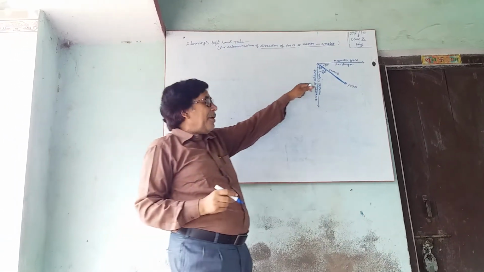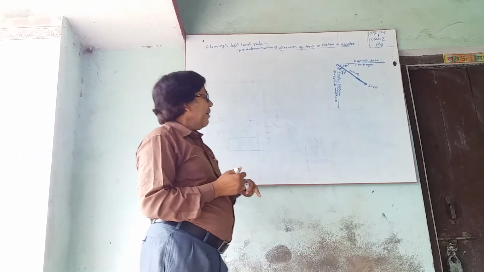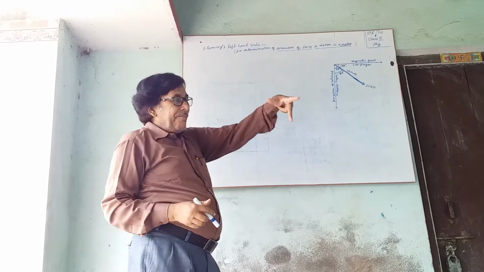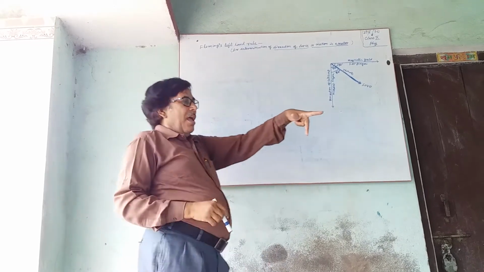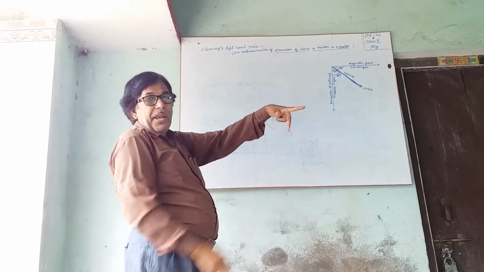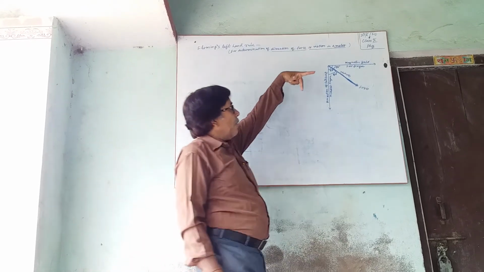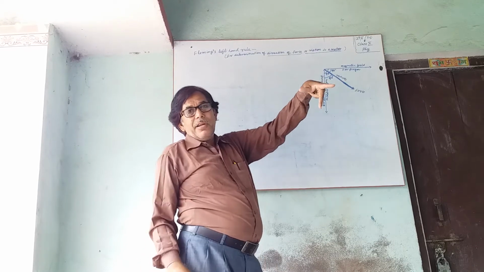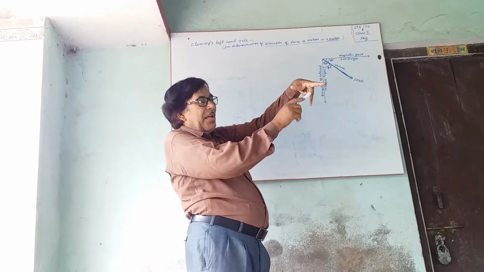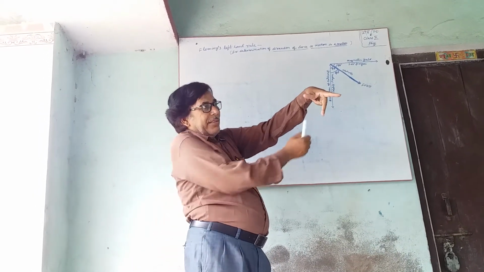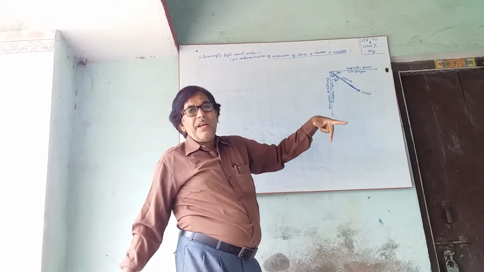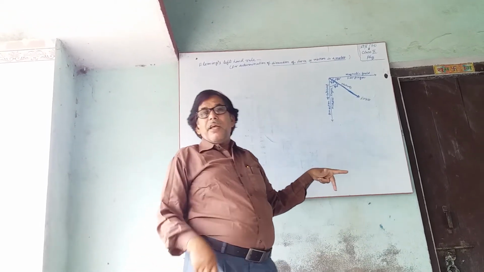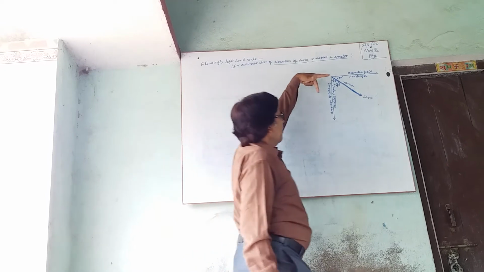Each at 90 degree with one another in such a way that the forefinger indicates the direction of magnetic field. The middle finger indicates the direction of current. Then the thumb will indicate the direction of motion, that is direction of force.